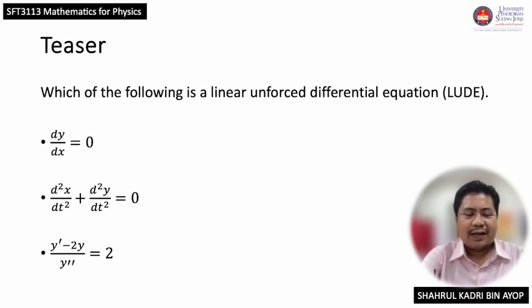Which of the following is a linear unforced differential equation? You have here dy over dx equal to 0. The second derivative of x over dt and the second derivative of y over dt equal to 0. And lastly, the first derivative minus 2y over the second derivative equal to 2. So which is a linear unforced differential equation?